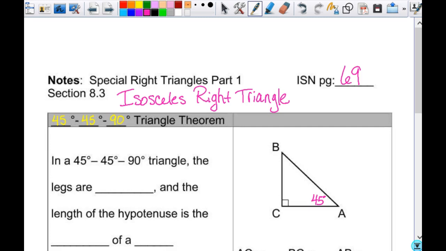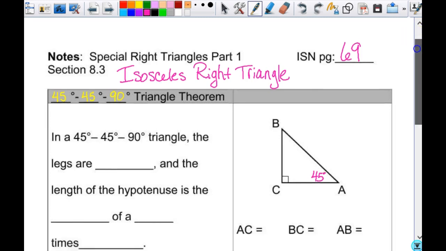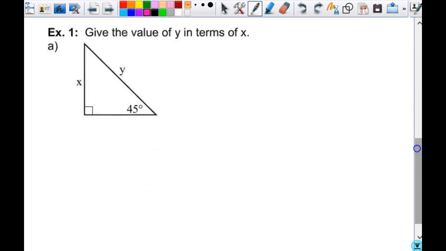Okay, so before we look at the actual theorem, we're going to come down here and derive the theorem. We're going to come up with the rule on our own. And first, this example says, give the value of y in terms of x. So this statement right here, y in terms of x. Who can tell me what they think that means? Santos? Okay, exactly. Y equals something, something x.